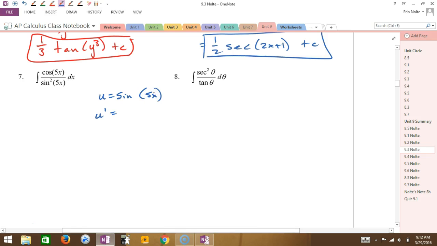Okay, so this is the scenario where, remember you guys did U substitution, and the U is always the piece that has the parentheses in it? Okay, this is U substitution.